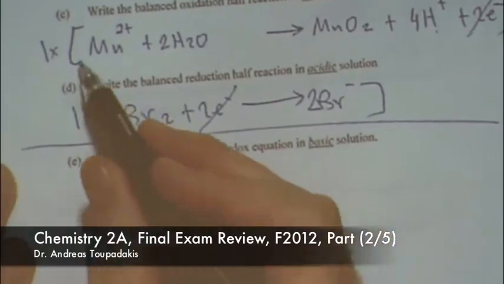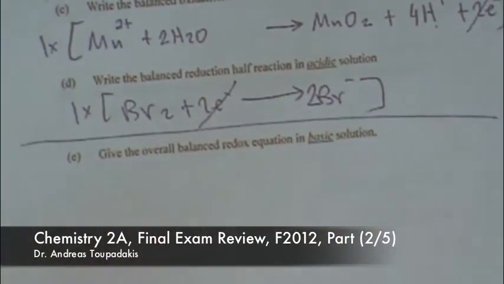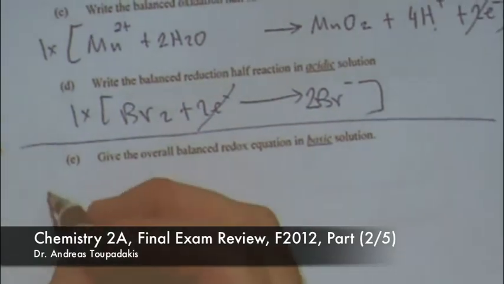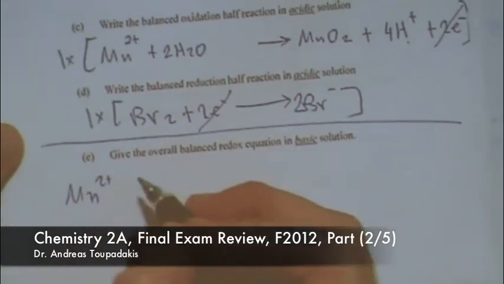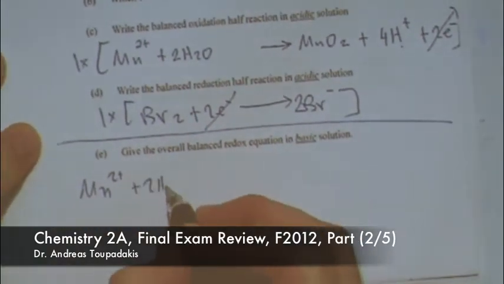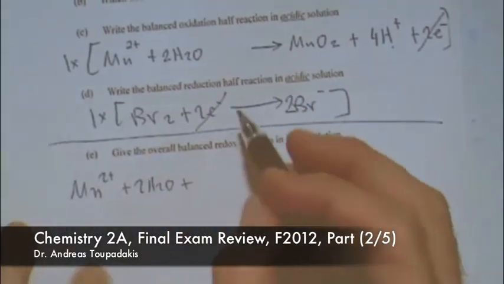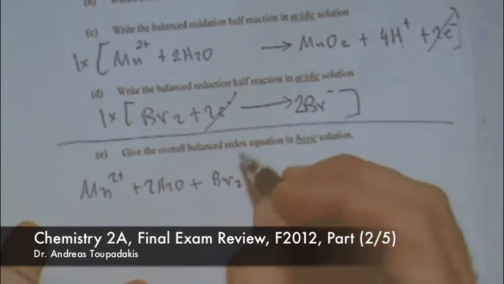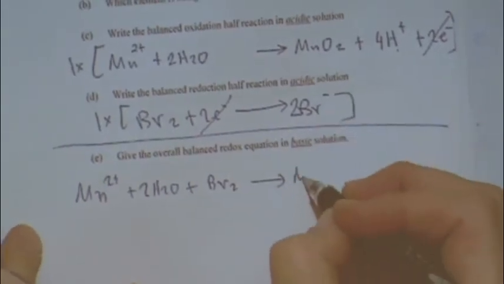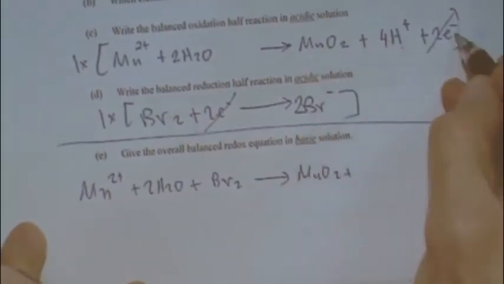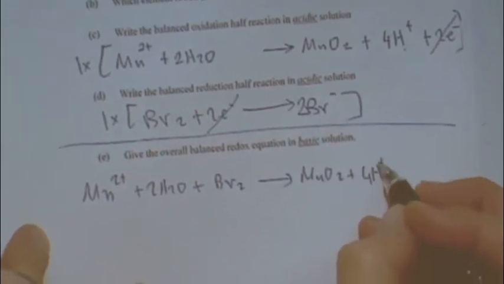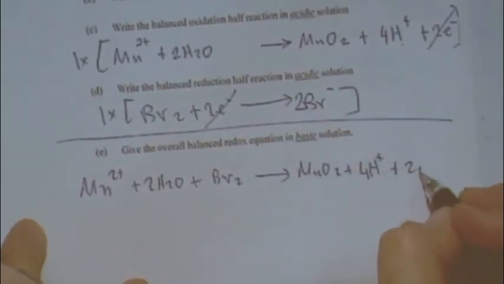You start from the beginning, up, left, like you read in a newspaper. So it's going to have manganese 2 plus 2 waters, plus left, plus Br2. That will give you manganese dioxide plus 4H plus 2Br minus.